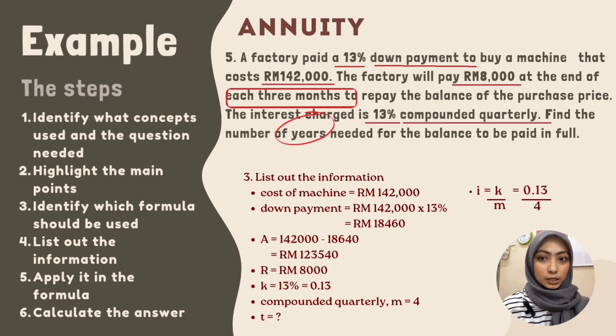And 140,000, but the factory makes a 30% down payment, so we have to take the 142,000, multiply it by 30%, and then the answer we have to minus from the 140,000, and we will get the principal amount we use in the annuity formula. And then the 30% is the interest charge, but we have to convert it into a decimal number, and it's also mentioned compounded quarterly, which means every 4 months.